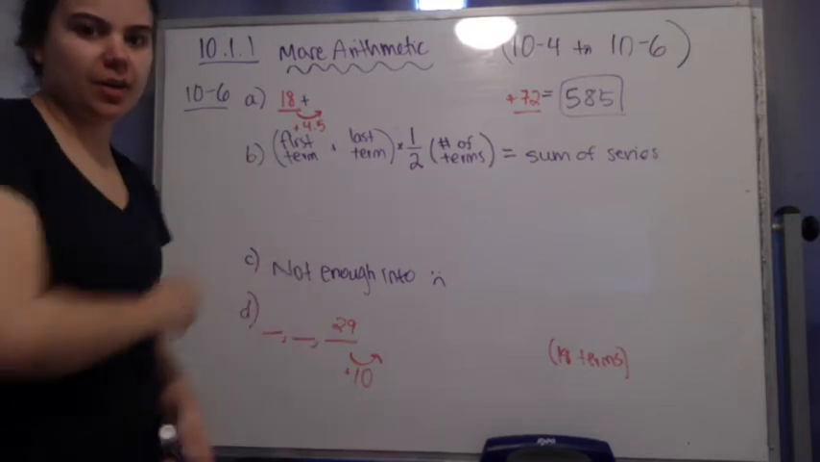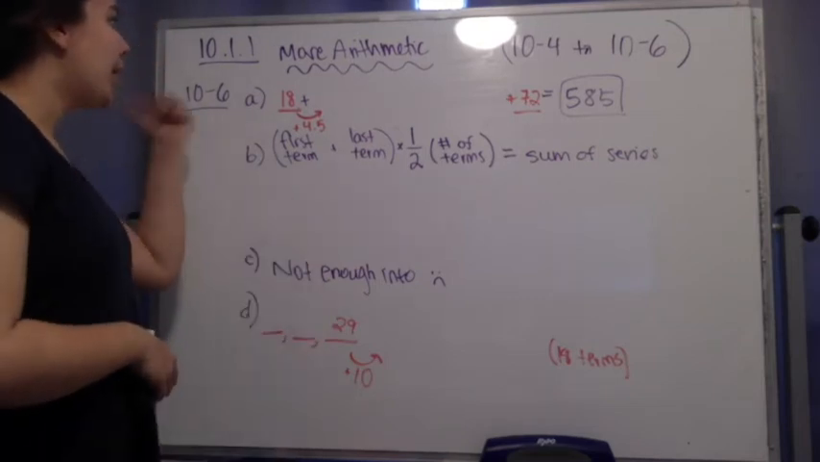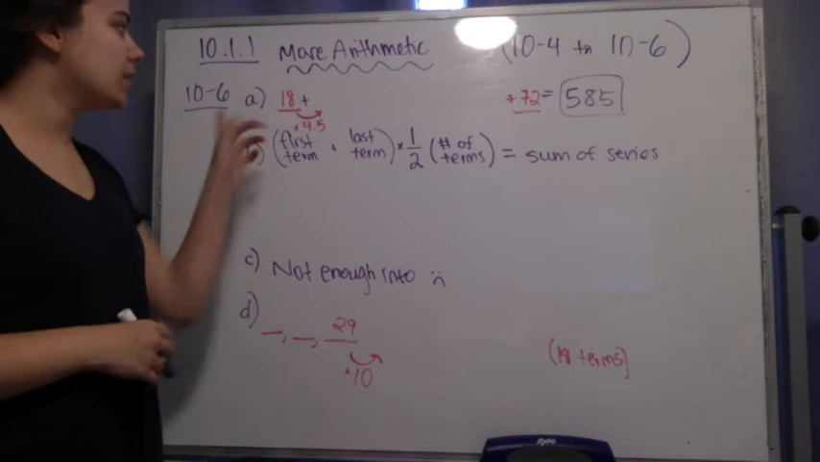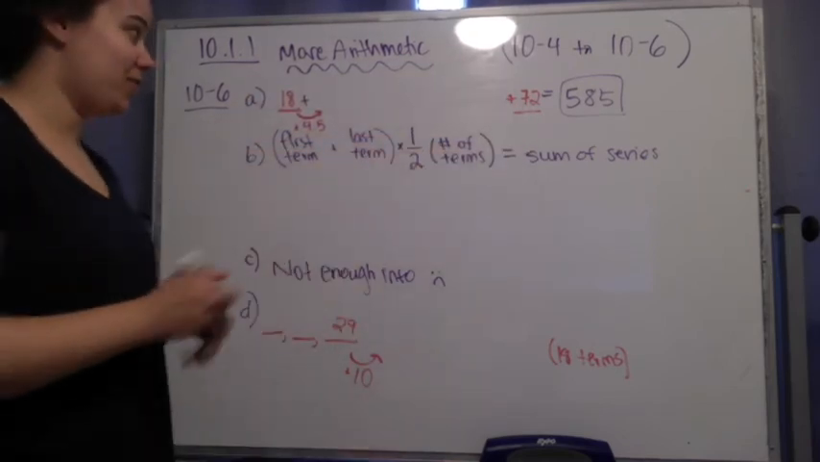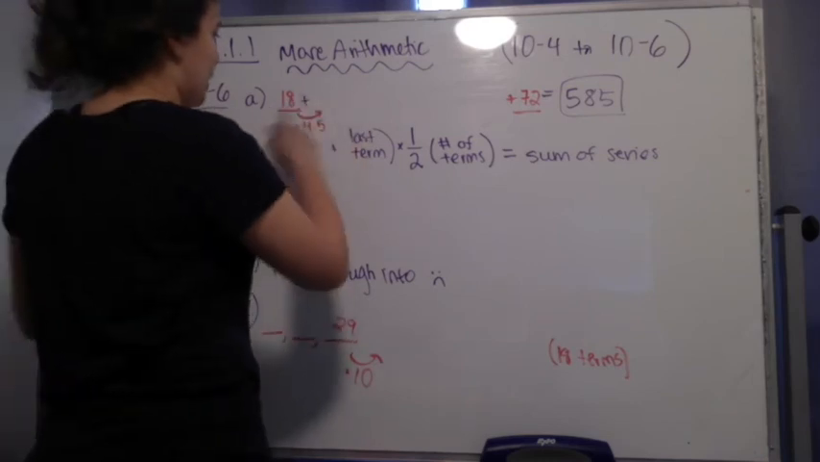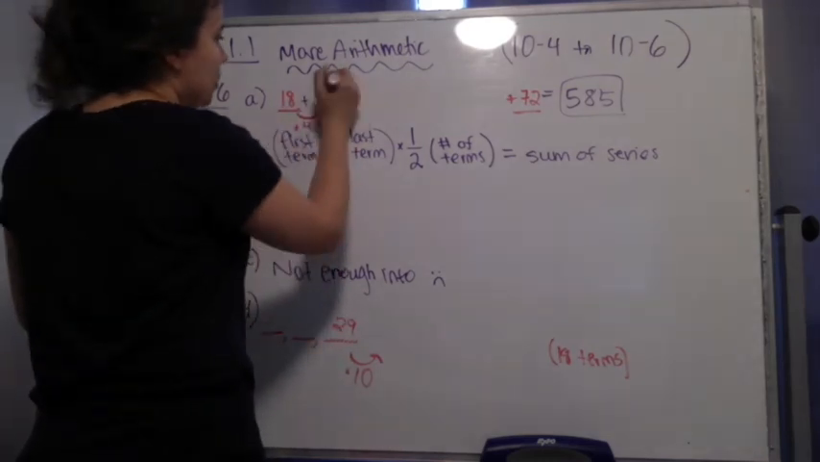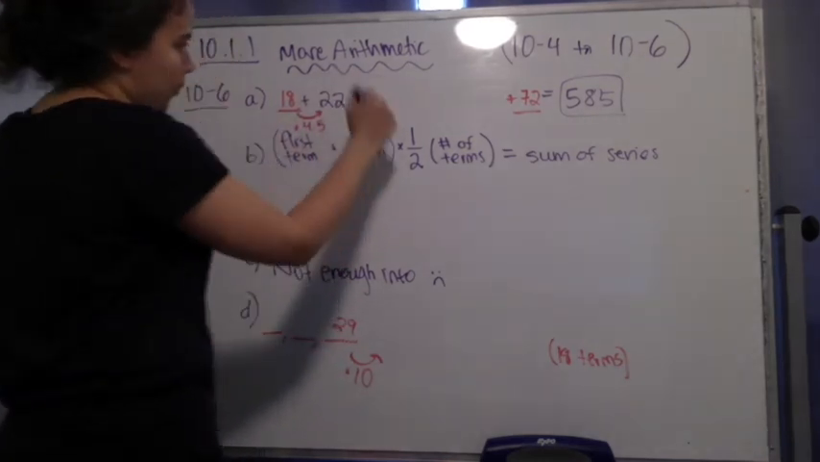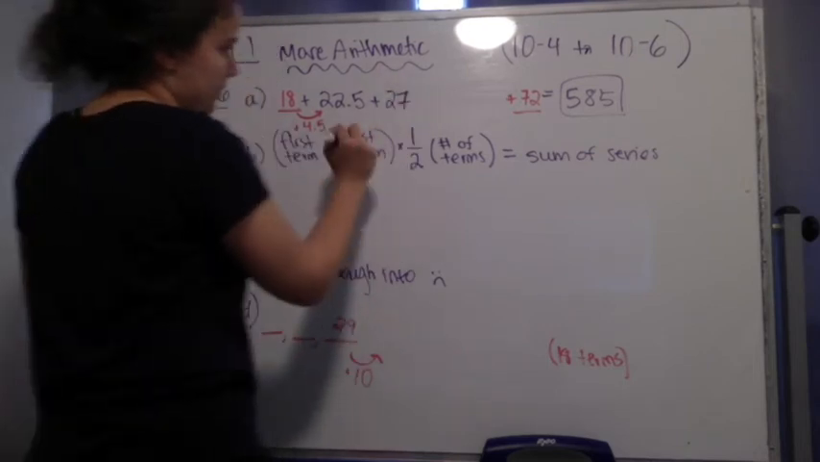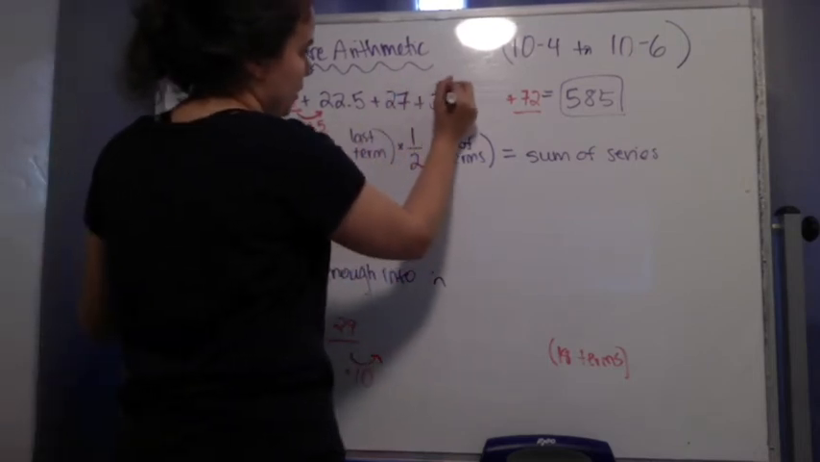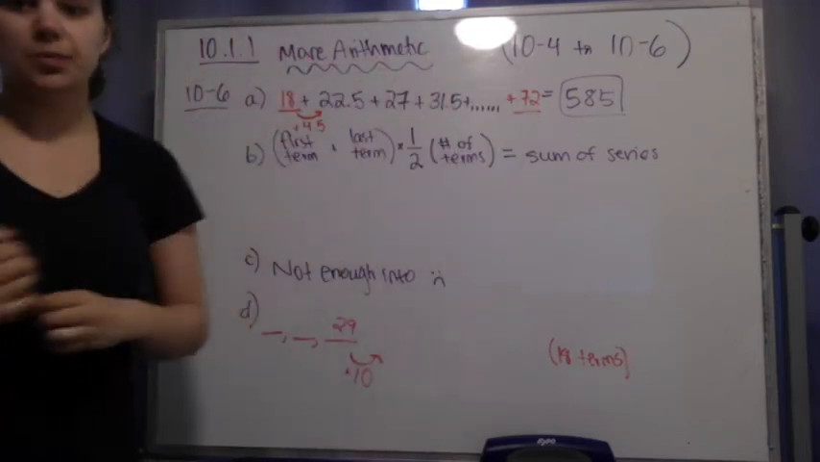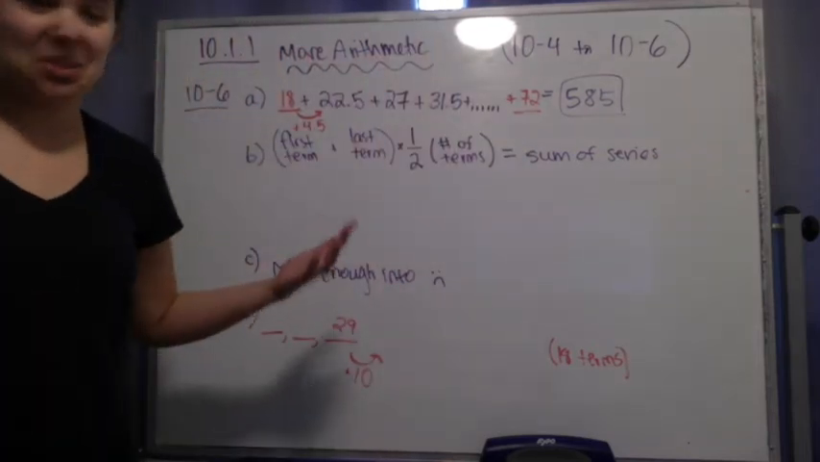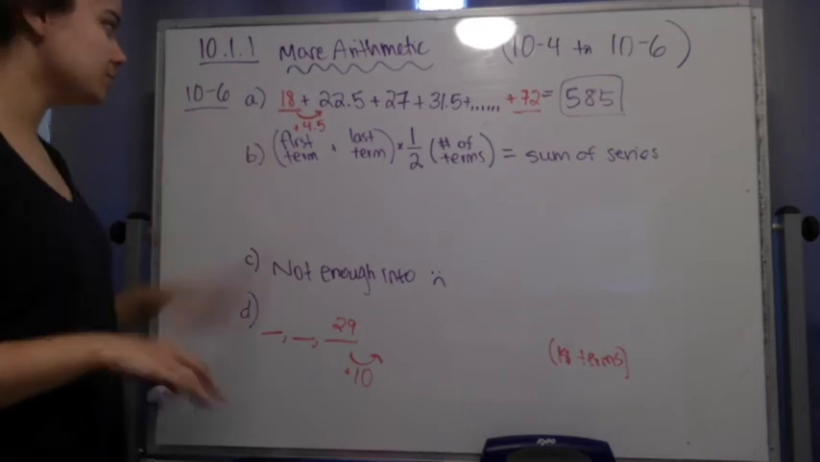Last problem, here we go. Part A, they tell us that the first term is 18, the last one is 72, and we are growing by 4.5, so let's just add it all up. So 18 plus 4.5, 22.5. Add 4.5 again, we get 27. Add 4.5 again, we get 31.5, and keep going all that way until you get to 72. That's the easiest way to do it. Just add them up, you get 585.